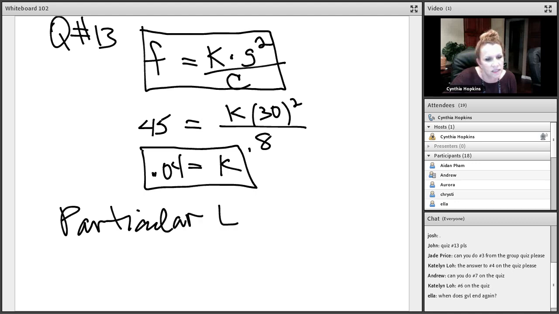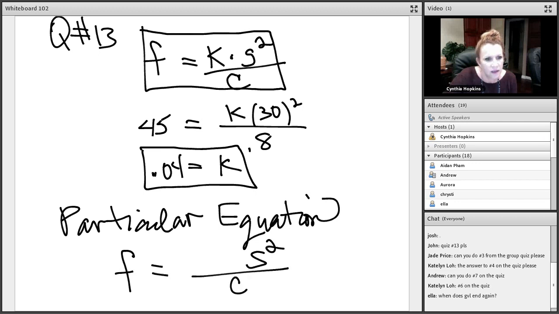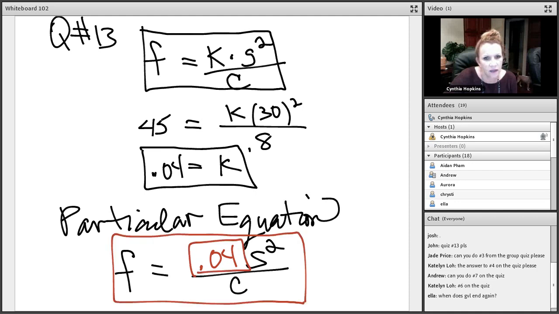You guys had a hint of this in your last chapter. And I was really surprised and disappointed that some people don't know how to write a particular equation. Now that I have K solved for, I'm going to write this equation, and I'm purposely going to write something in a different color. K being 0.04 is the only difference between the particular equation and the general equation.